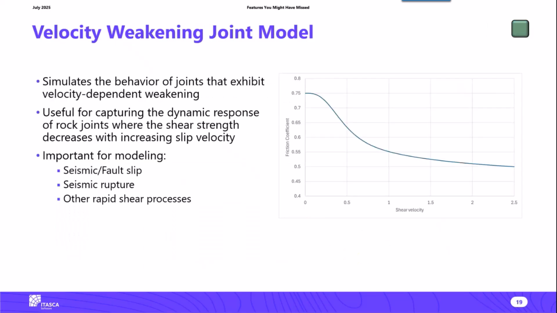For 3DEC, we have added a velocity weakening joint model. This essentially simulates the behavior of joints that exhibit velocity-dependent weakening. It's useful for capturing the dynamic response of rock joints, where the shear stress decreases with increasing slip velocity. And so we can see that here. Essentially, we have our friction coefficient, which is decreasing with an increase in shear velocity. This can be important for modeling seismic or fault slip, seismic rupture, or other rapid shear processes.